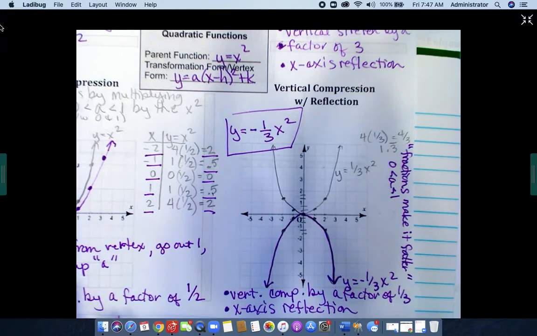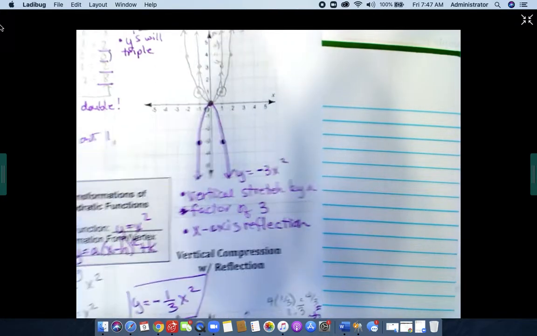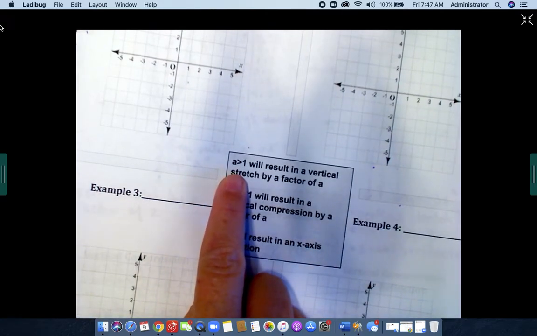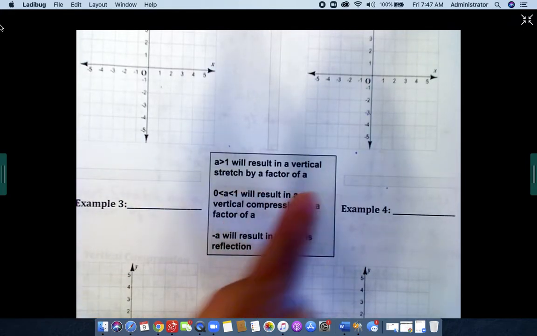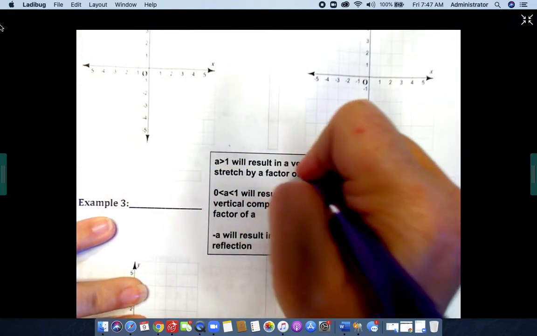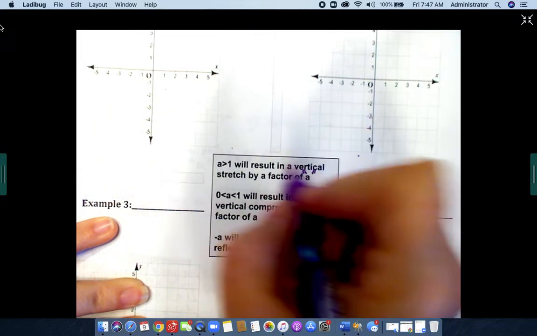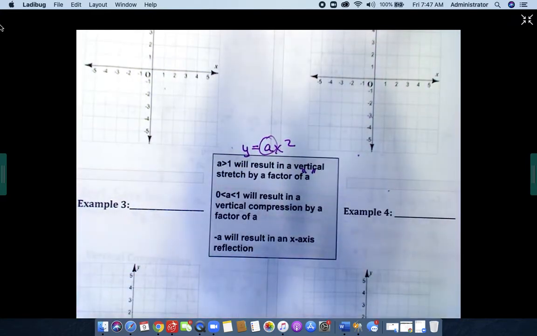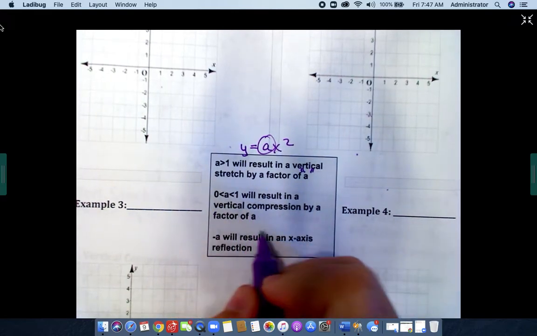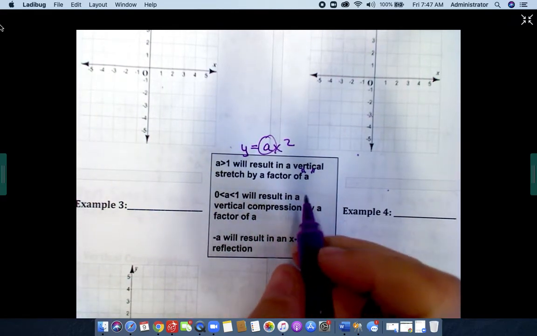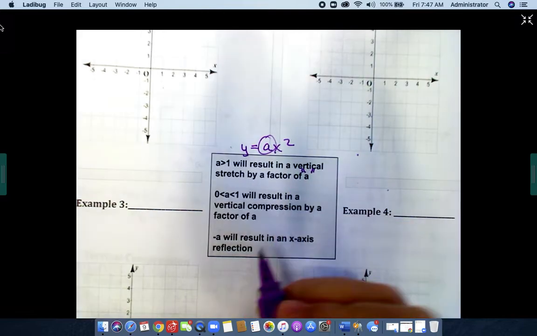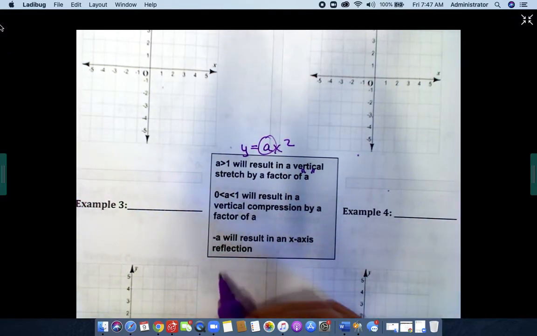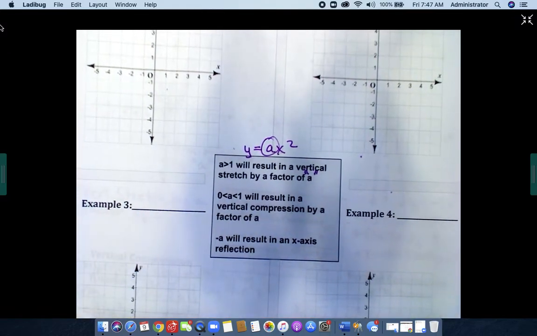All right. So there is a second page if you print this out, guys, where it says a greater than 1 will result in a vertical stretch by a factor of a. And remember, when I talk about a, I'm talking about y equals ax squared. That's the a value. Between 0 and 1 will result in a vertical compression by a factor of a. And a negative a will result in an x-axis reflection.